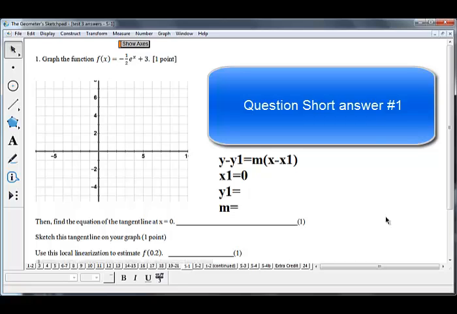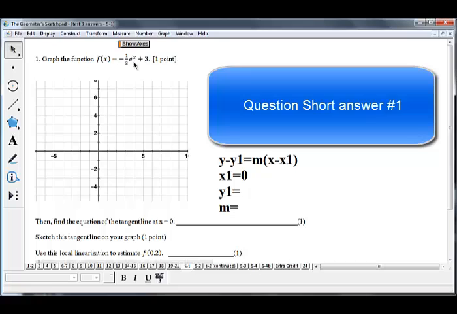So this is the answer to short answer question number 1. If you're saying to yourself, I can't believe she put that function on there for 3 tests in a row, well, you're absolutely right. What we're sorry about is that some people are still having trouble graphing this function. It's going to be on the next 2 tests, so I hope that you'll pay careful attention.